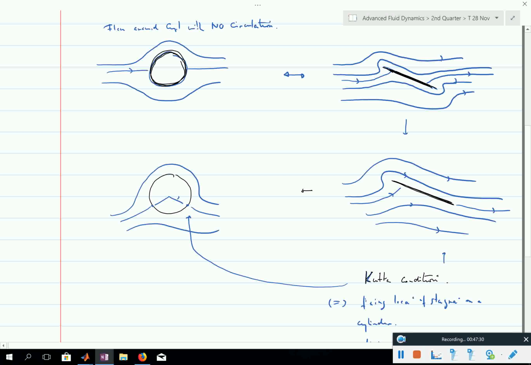Okay, I think we're done for the first hour. We're done also with the flow around the cylinder, and we'll discuss complex potential in the next hour.